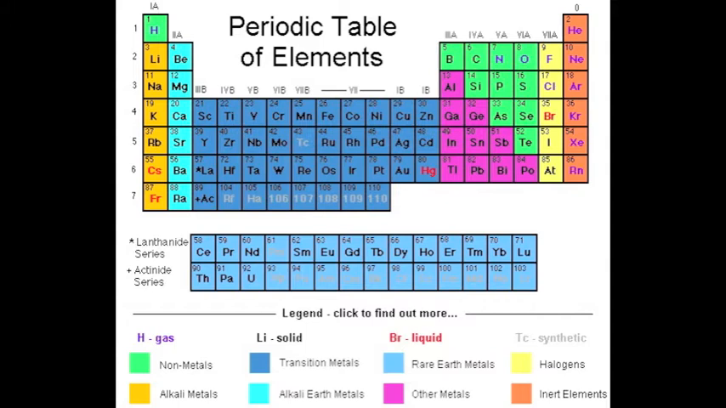Group 17, aka 7A, are the halogens with a -1 charge. Group 18 is the noble gases, or 8A, and they're neutral. The lanthanide and actinide series are commonly radioactive.